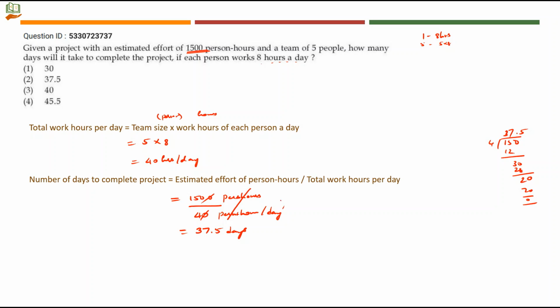So this day will go to the numerator. So this is how we are bringing it to days unit here. 37.5 is available in option number 2. Option number 2 will be the right answer.